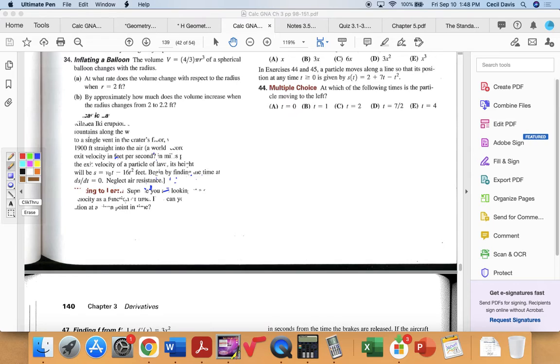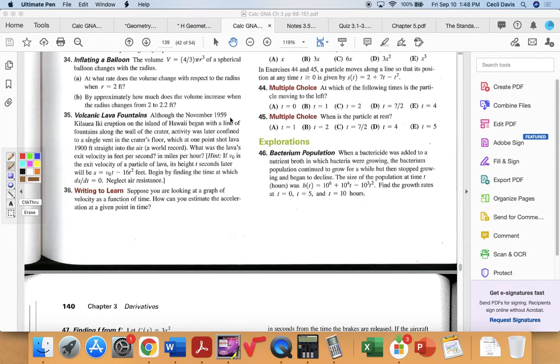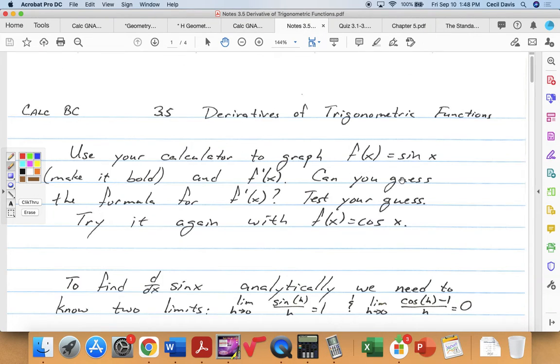So, derivatives of trig functions. Now, y'all haven't done that in physics, have you? We have not. Okay, so let's try this. Grab your calculators.